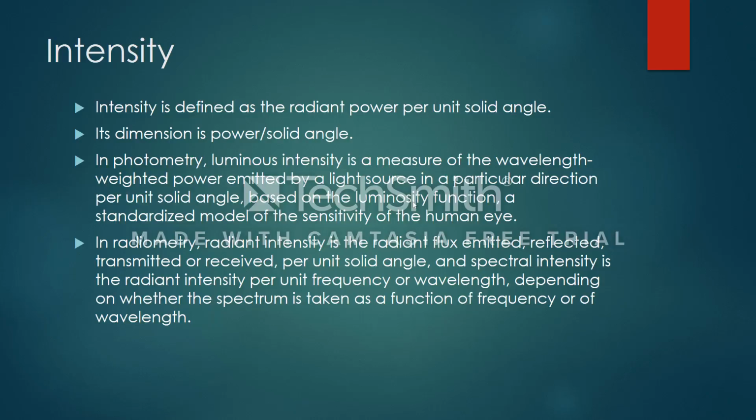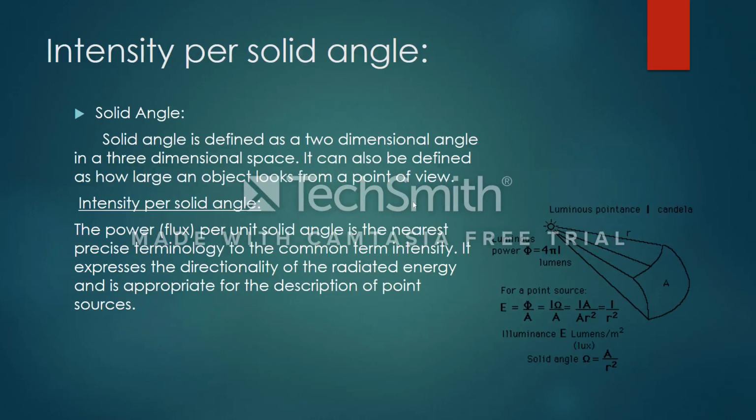So let's see what is solid angle. It is a 2D angle. It can also be explained like this: how big an object is from the perspective of a viewer. It doesn't have any units, it's just a number. So what is radiant flux? We'll see radiant flux in the later slides. So let's go to the next slide.